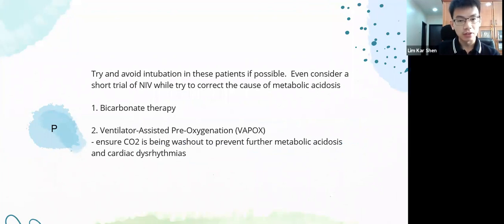We try and avoid intubation in this patient if possible. Even consider a short trial of NIV while trying to find and correct the cause of the metabolic acidosis. So the treatment can be bicarbonate therapy or ventilator-assisted pre-oxygenation to ensure CO2 is washed out to prevent further metabolic acidosis and cardiac arrhythmia.